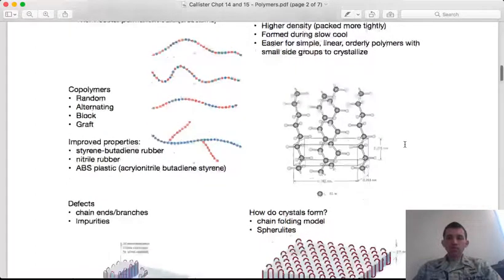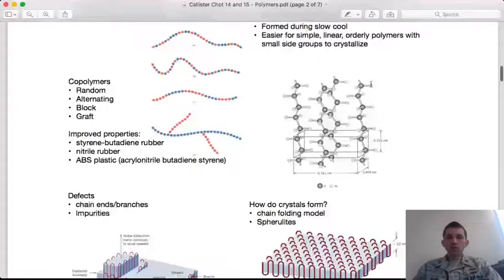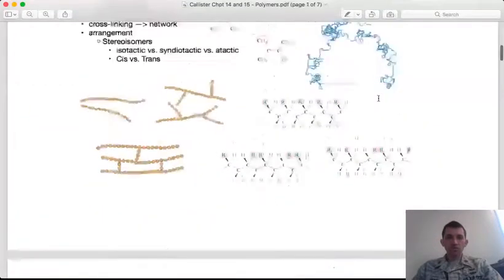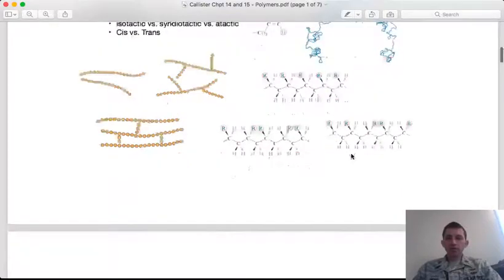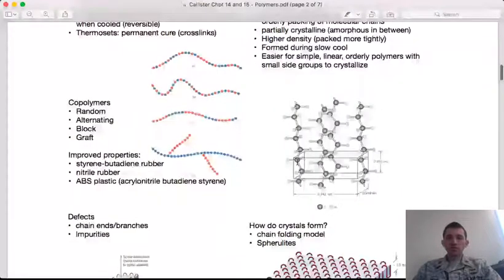You can imagine the difficulty in crystallizing a polymer if you had a large subgroup hanging off the side getting in the way, and those subgroups were in the polymer in a random pattern. So you're going to get a higher crystallinity material if you have simple linear or orderly polymers with small side groups. If you go back to those stereoisomers, if I were to have a large side lobe here in an atactic isomer, it would be very difficult to tuck those in and form a crystalline region.